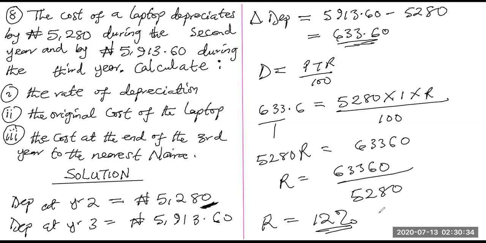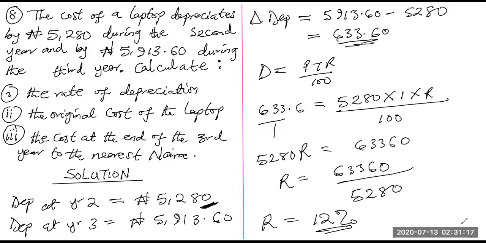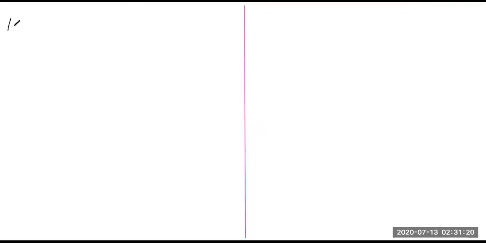Now we are asked to calculate the original cost of the laptop. Remember that they say during the second year, not at the end of the second year, so our time lag is 1 year. So for question B, the time lag is 1 year. Using depreciation, it is equal to PTR all over 100. So we are now looking for the depreciation. Now look up here.